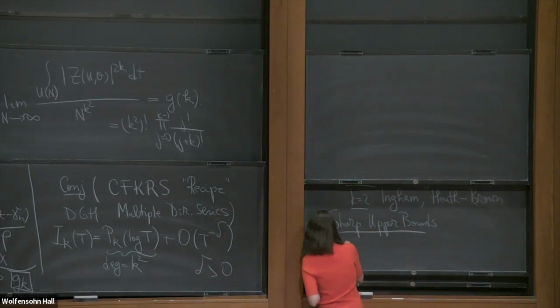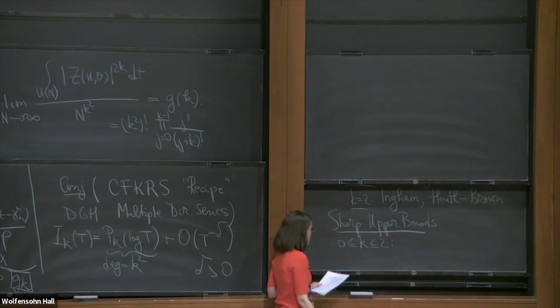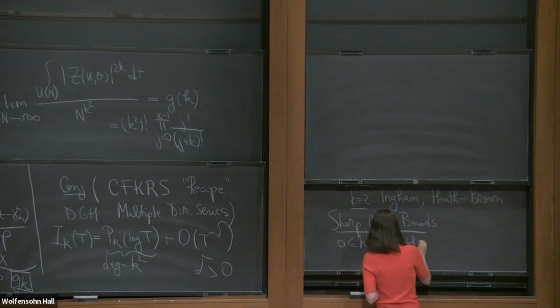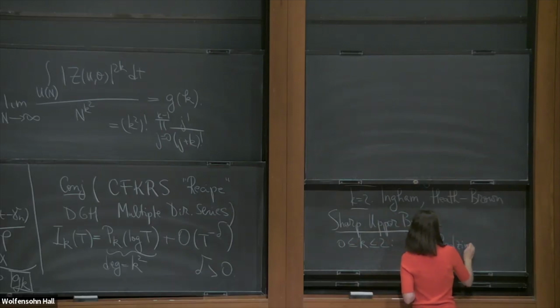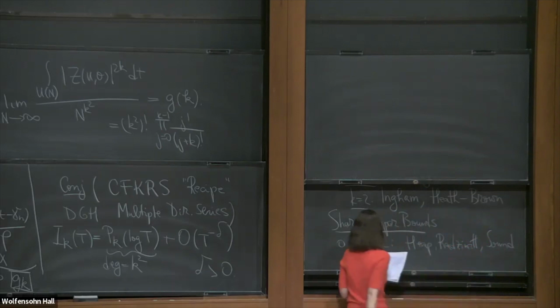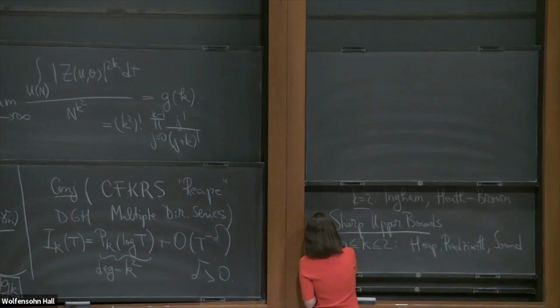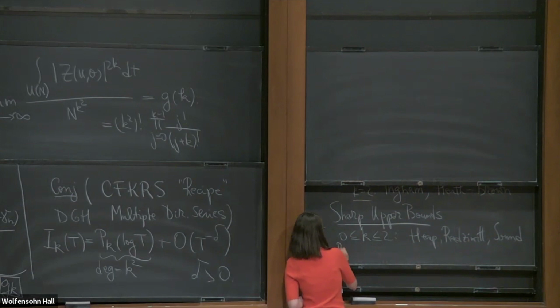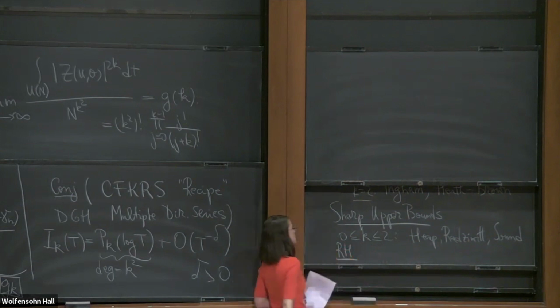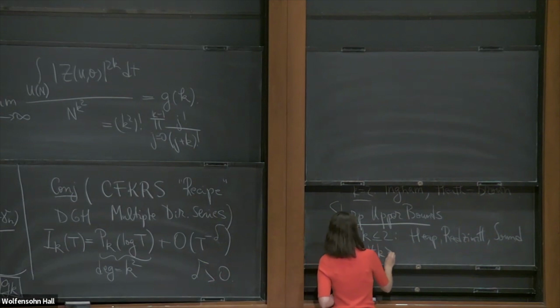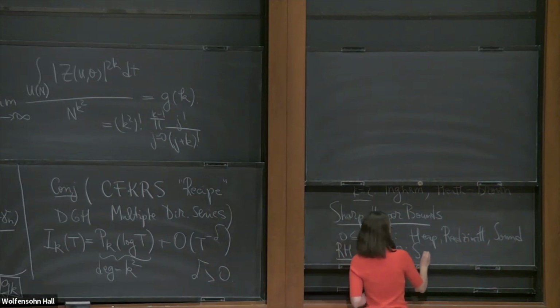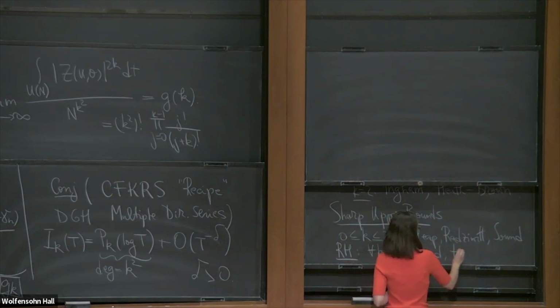For k between 0 and 2, they are unconditional. So this is work of Heap, Radziwiłł, and Sound. And under the Riemann hypothesis, there are conditional upper bounds for all k, so all positive k. This is work of Sound with an improvement of Harper.